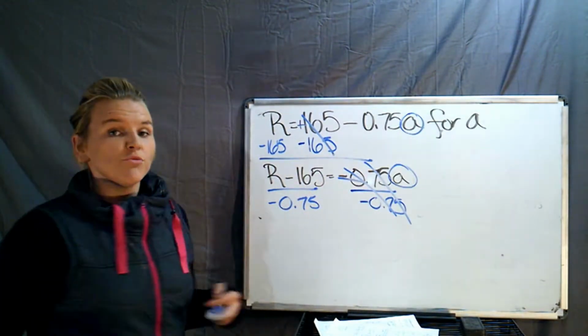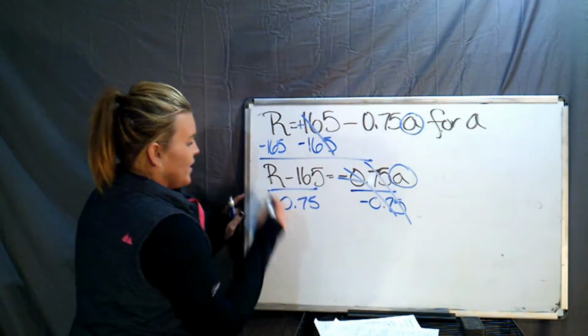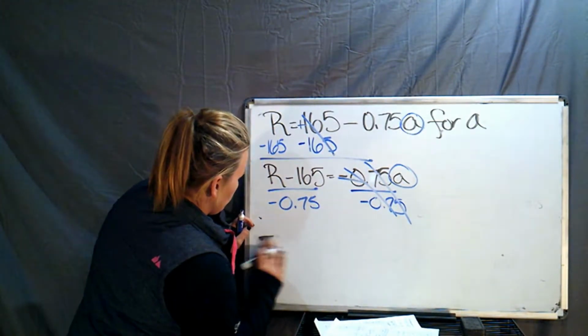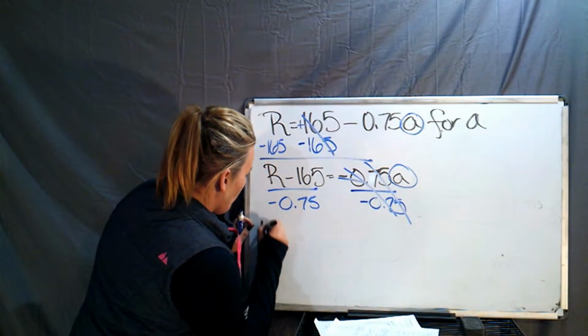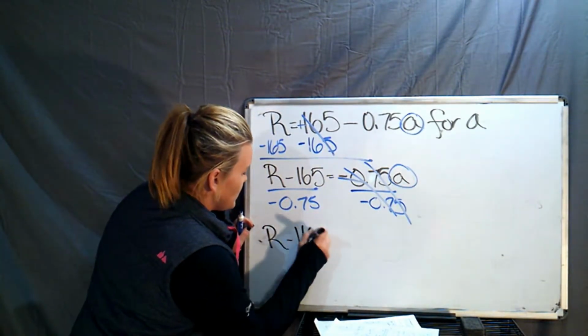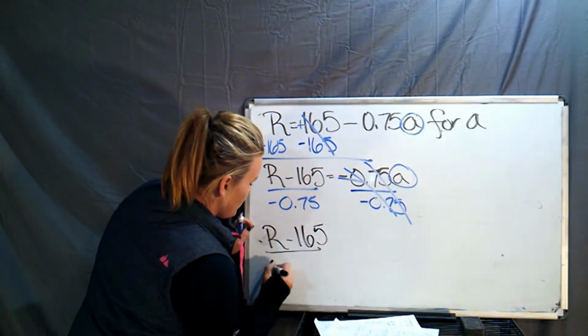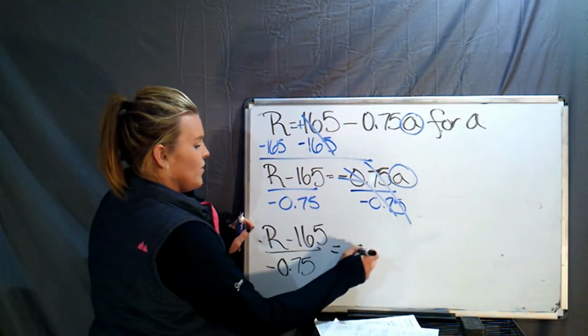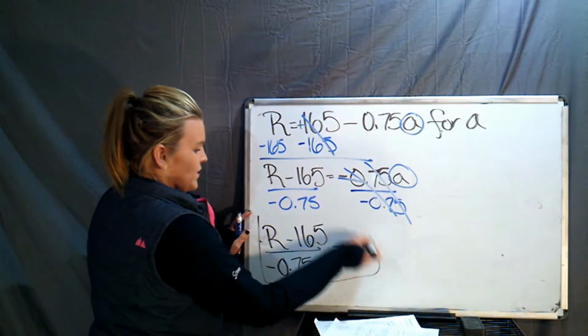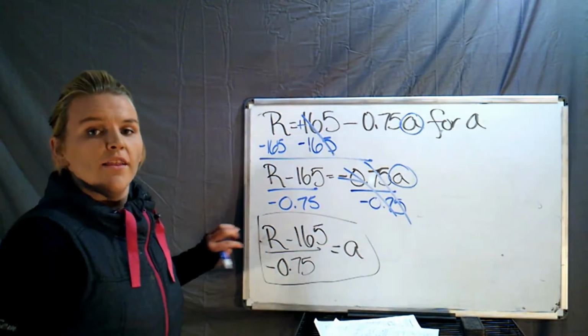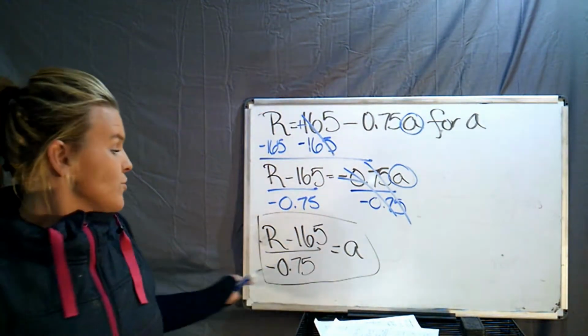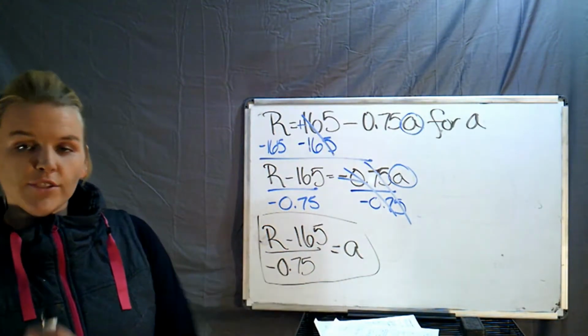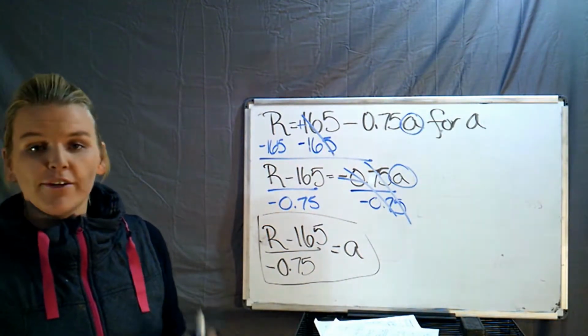So now all I have to do is rewrite my equation. What do I have over here? I have R, oh wow, that is not an R. I have R minus 165 over negative 0.75, and that is equal to A. Box it, we're done. And now once again, that is simplified as far as it can be, so don't try to get that negative 0.75 out of the denominator. It can stay down there.